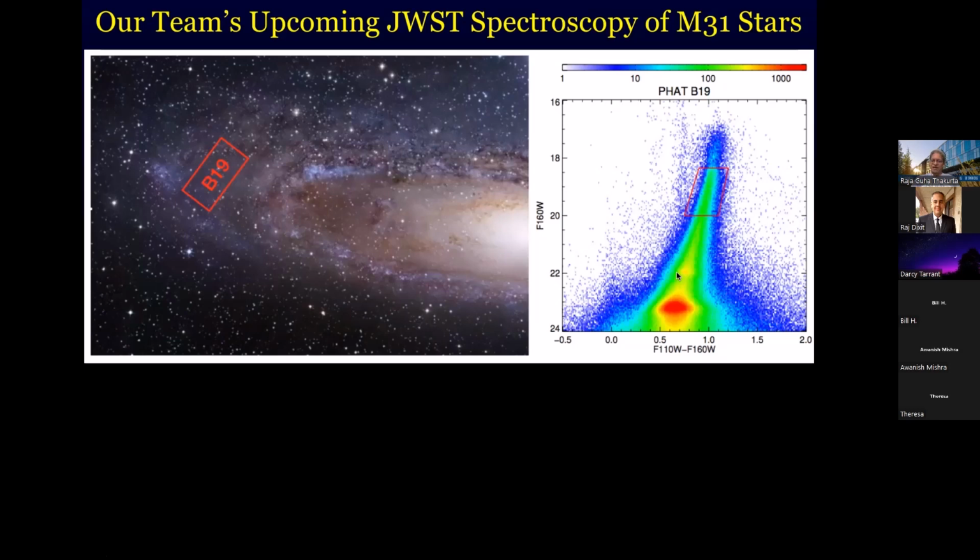And on the x-axis is something called color, where you're looking at how bright the star is at 1100 nanometers, and subtracting from that how bright the star is at 1600 nanometers. So 1.1 micron, 1.6 micron. If you do infrared photography, this is like the J and H bands. These are filters that exist, J and H bands. This trapezium marks stars for which we're going to get spectra with the James Webb telescope.